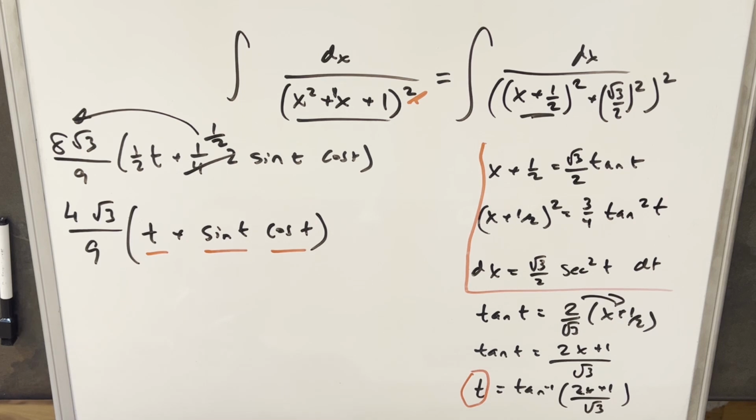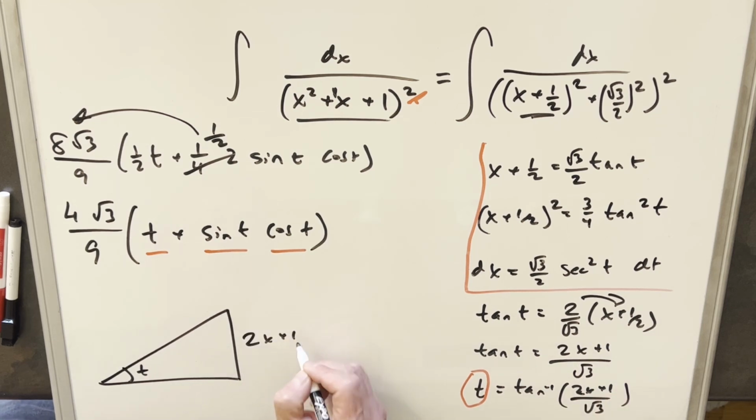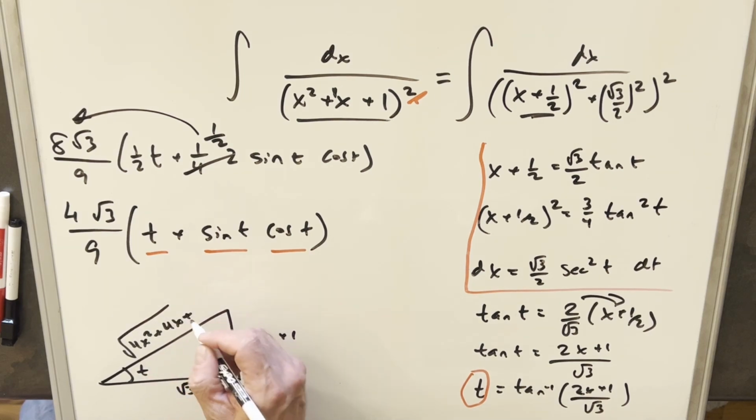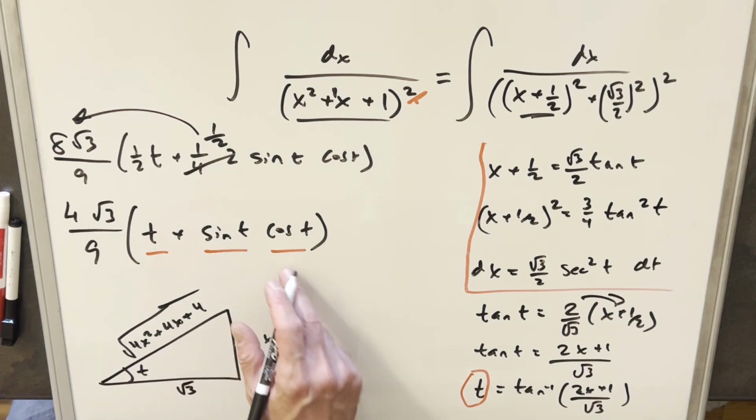But what about sine t and cosine t? Well, for these two values, I'm just going to draw my right triangle, knowing that we have a value for tan of t right here. So if we make this angle t, tan t is opposite over adjacent. So our opposite side we can write as 2x plus 1, and we can write our adjacent as square root of 3. And then if we use the Pythagorean theorem to find the hypotenuse, we find that it's going to be the square root of 4x squared plus 4x plus 4. And of course we could factor a 4 out of this, but I think I'm just going to leave it for now. So then this is going to allow me to get a value for sine and cosine.